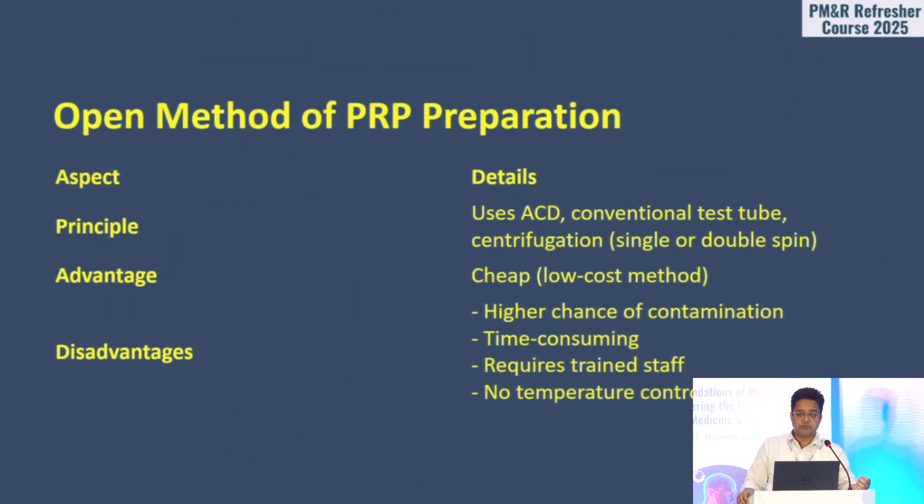There are two methods for formation of PRP, the open method and the closed method. The principle of the open method is to use ACD vials or conventional test tubes with centrifugation, single or double spin. The advantage is that it is a cheap, low cost method, but the disadvantages are a higher chance of contamination, it is time consuming, requires trained staff, and no temperature control is possible.